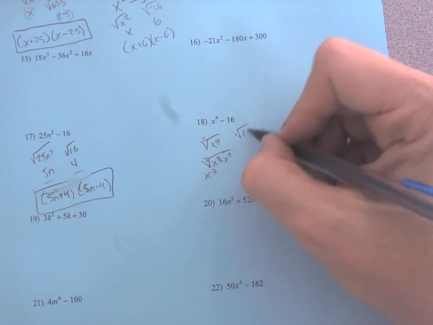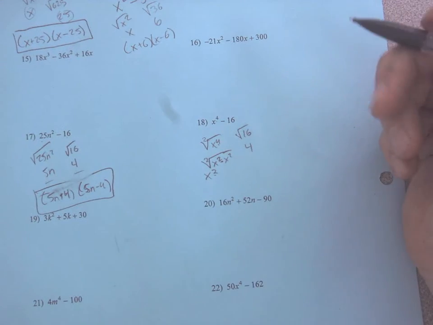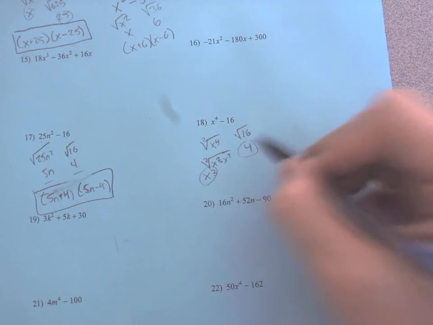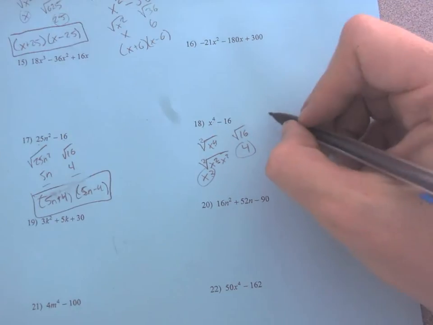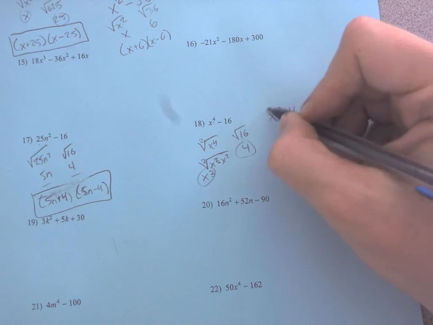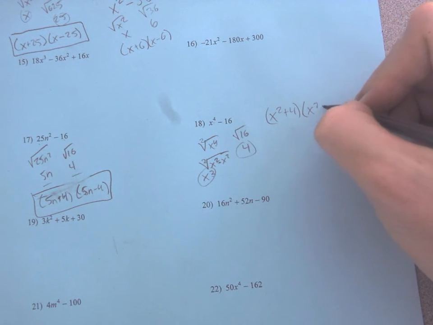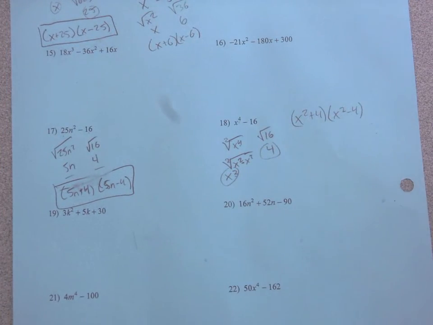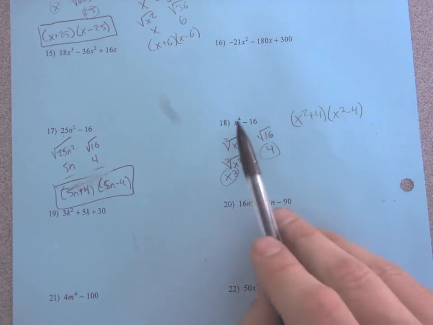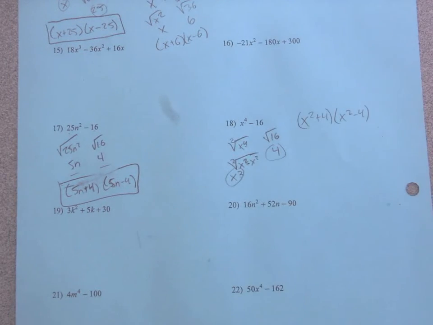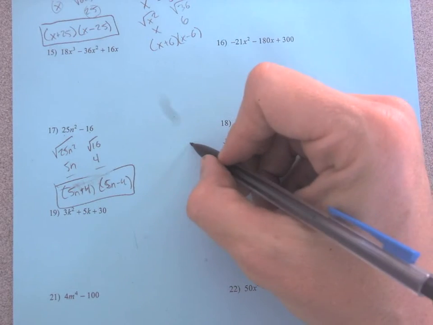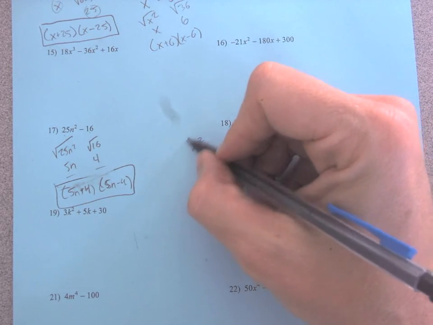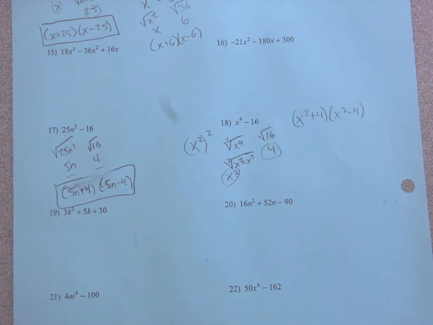The square root of 16 is 4. And so these are the two pieces that I need in my conjugate pair. I need an x squared plus 4, and I need an x squared minus 4. So even though that looked kind of different than number 17, it's actually very similar. These are both differences of squares. That doesn't look like something squared. It looks like something to the fourth power. But think about this. If you do x squared and you square it, that will give you x to the fourth. So it actually is a power of 2.